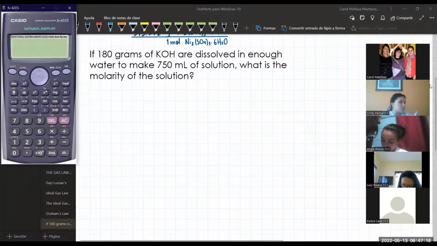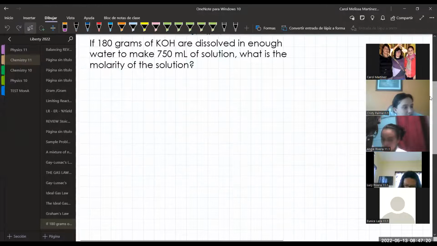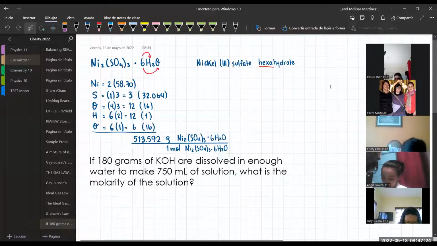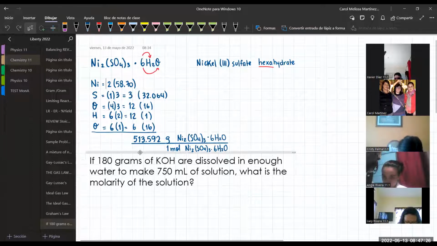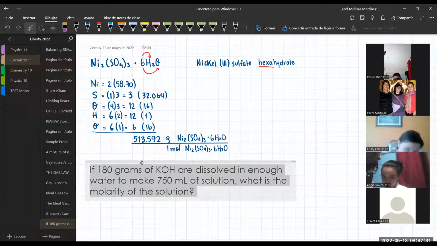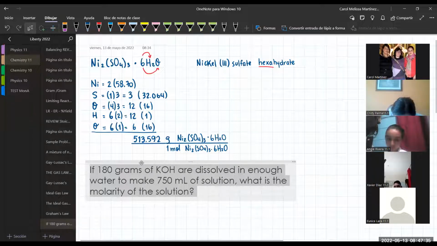Okay, now let's see one example here. I don't know if you have a doubt in the first, Xavier. Miss, can you explain the number 5 from the glassware? The number 5. Okay, the 5. Okay, wait.